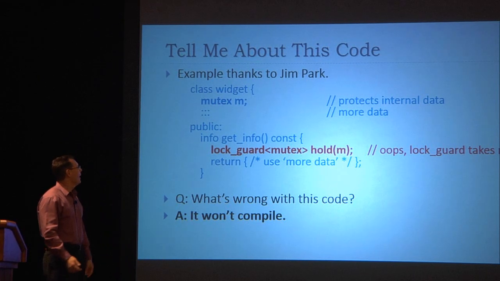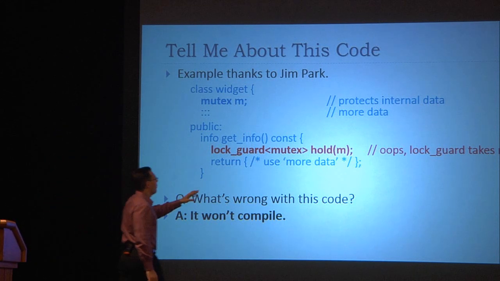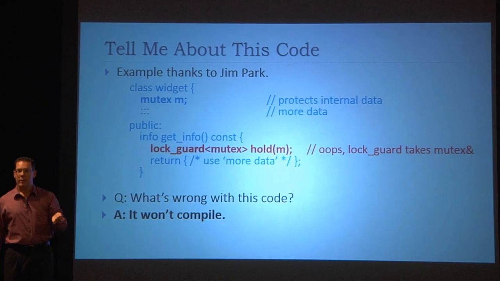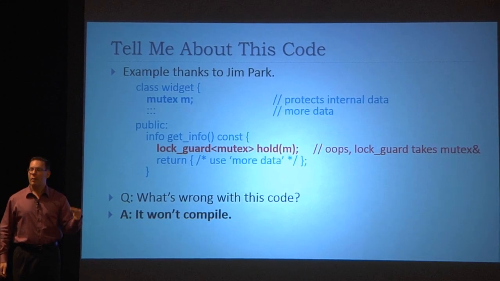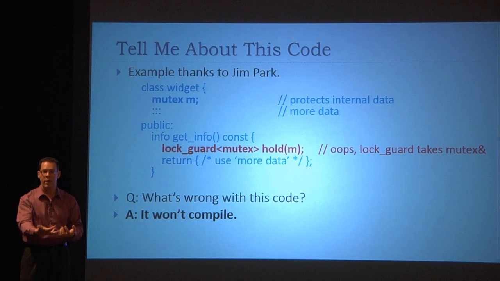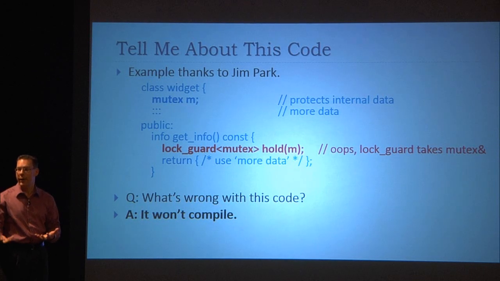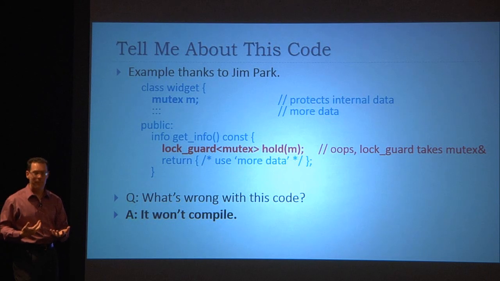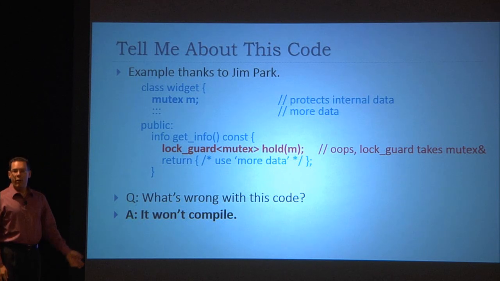Why won't it compile? Because inside this getInfo function, which is correctly const, we are trying to take a mutex lock. Well, guess what? We modify the mutex. We say, oh, this thread now owns it. We have to modify its state in order to take the lock. That's a modifying operation. Other threads may notice if they're trying to take the lock too. How would you solve this?